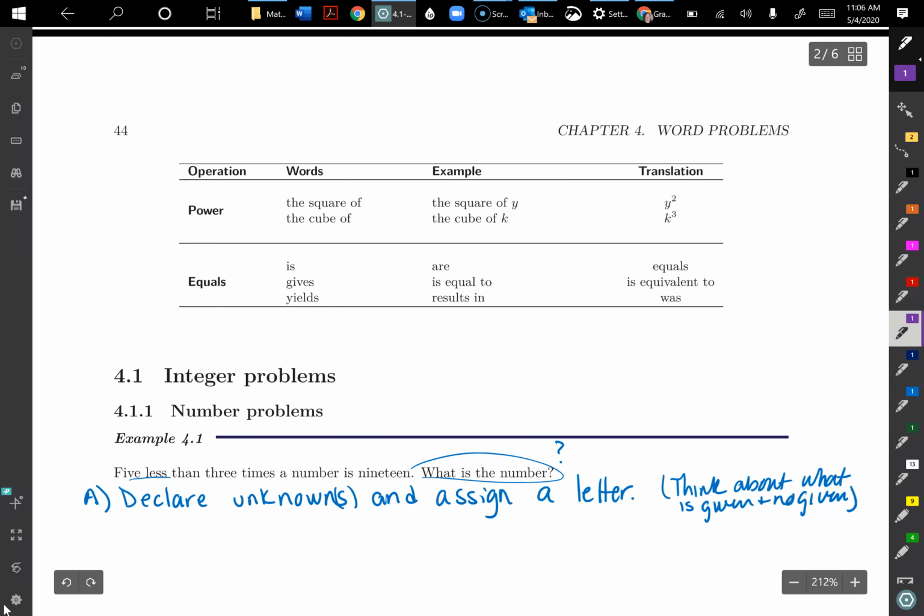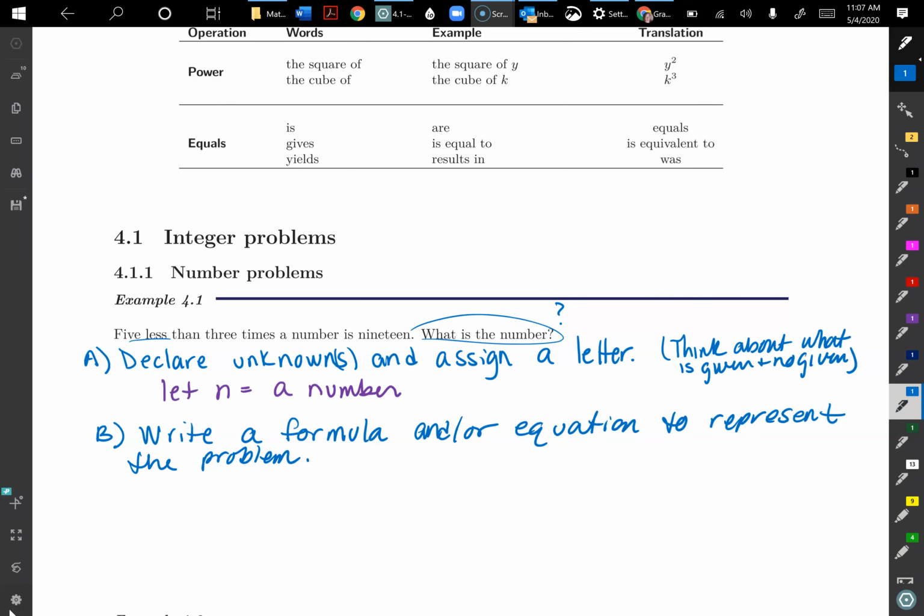So let's first say let n equal a number. I definitely want to see this in higher math. As you go up through the ranks, you're going to need to declare your unknown or unknowns. It's just standard procedure, kind of like capitalizing a sentence. The next thing I wrote here is write a formula and/or equation to represent the problem.